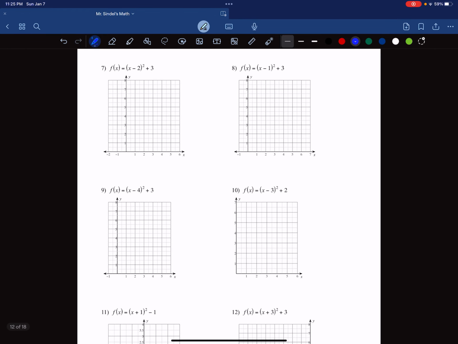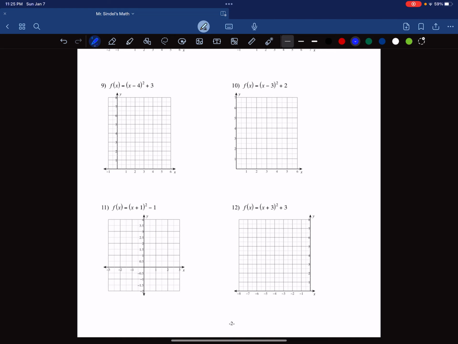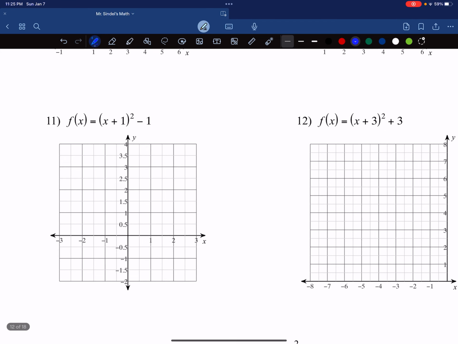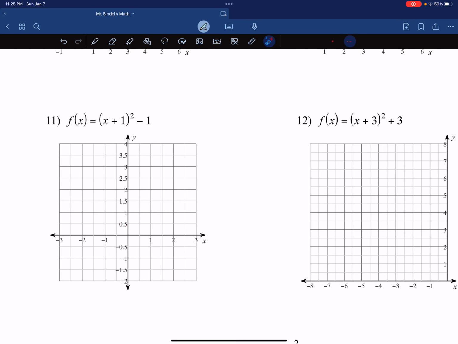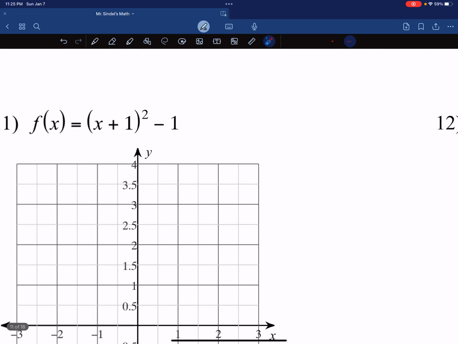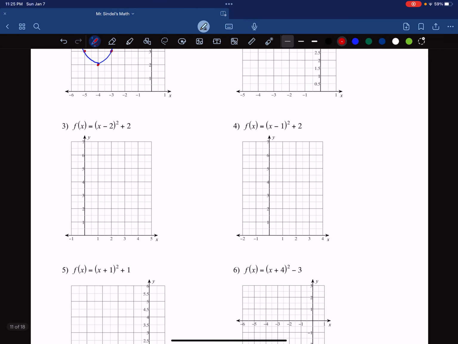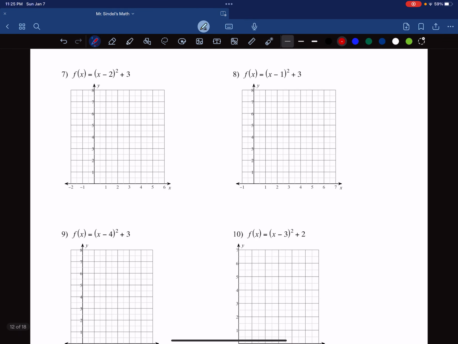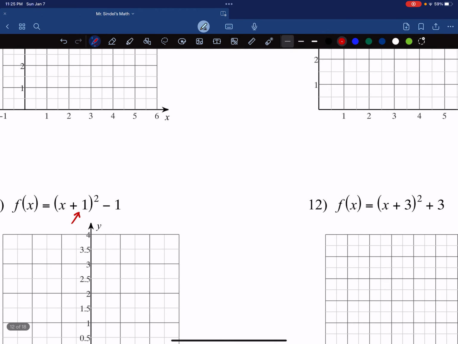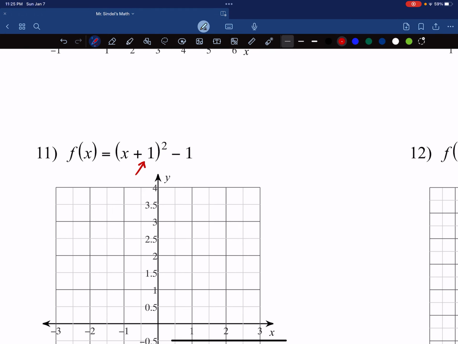Which one looks fun? Let's just do number 11. Sure, why not? Ooh, it's tricky, right? Because it does decimals, maybe. I don't know. Maybe that'll trick someone. So first, I'm going to analyze what goes on with this function. So I'm noticing I have a +1 right here.